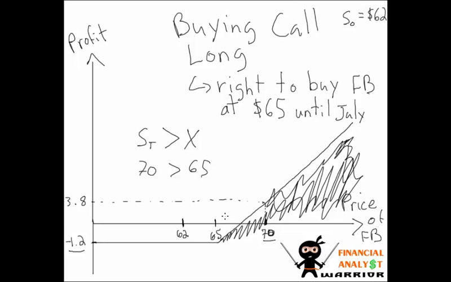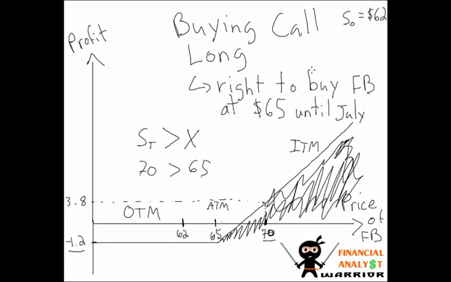At the money is when the stock price is exactly the same as the exercise price. So 65, this is at the money. So I'll write it here. This is in the money. This is at the money. It's a very specific point, a specific price. And out of the money is here, when the stock price is below the exercise price. So that's buying a call.